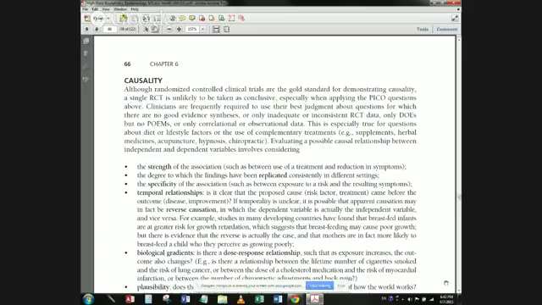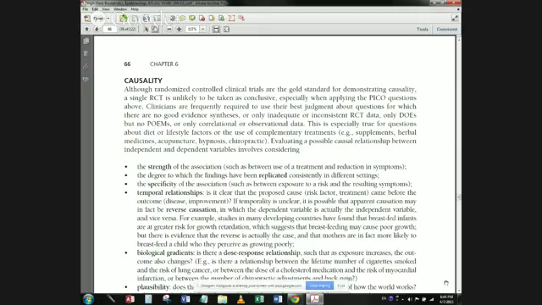Evaluating a possible causal relationship between independent and dependent variables involves considering the strength of the association, such as between use of a treatment and reduction in symptoms, the degree to which the findings have been replicated consistently in different settings, the specificity of the association, such as between exposure to a risk and the resulting symptoms, and temporal relationships. Is it clear that the proposed cause, risk factor, or treatment came before the outcome, the disease or improvement?